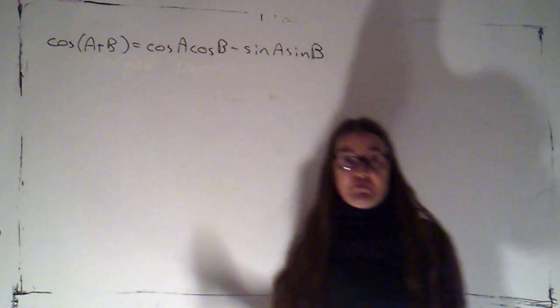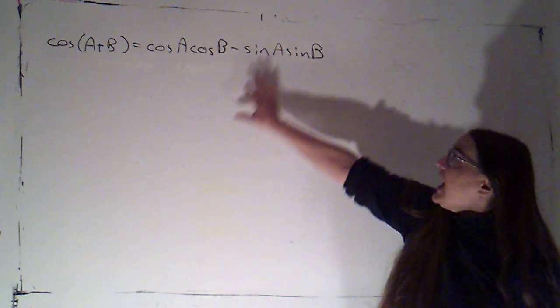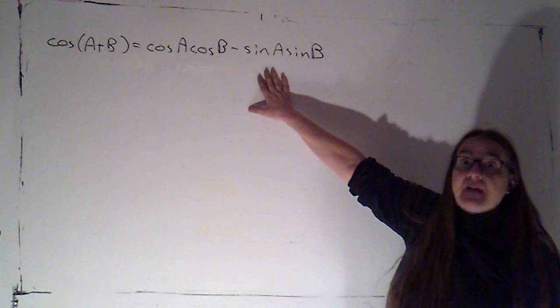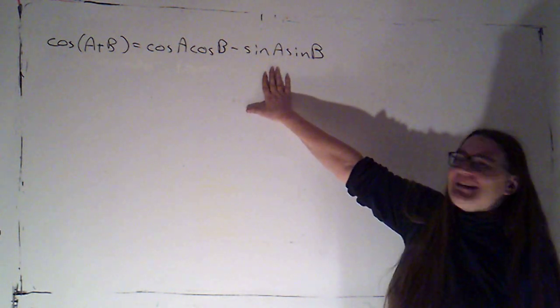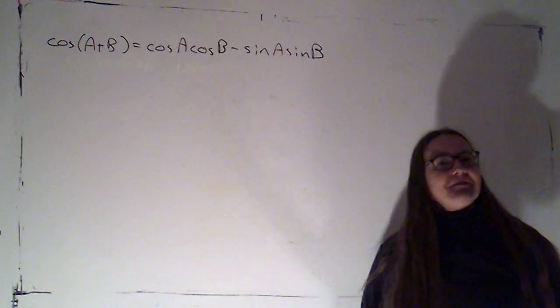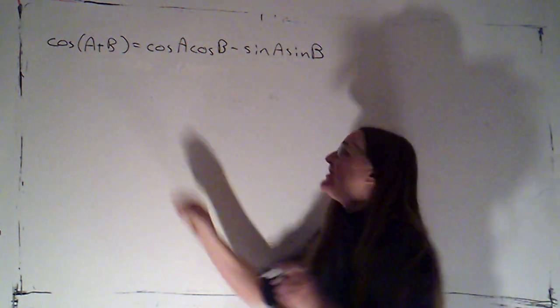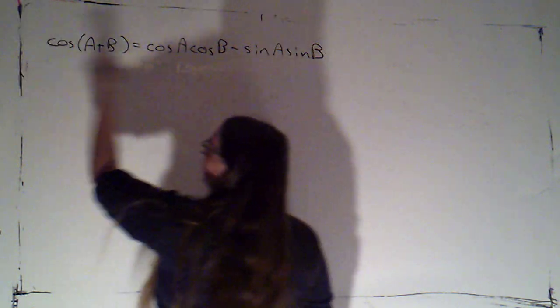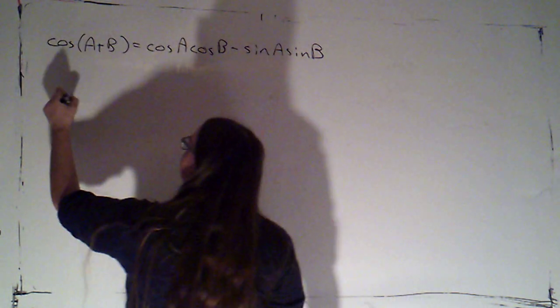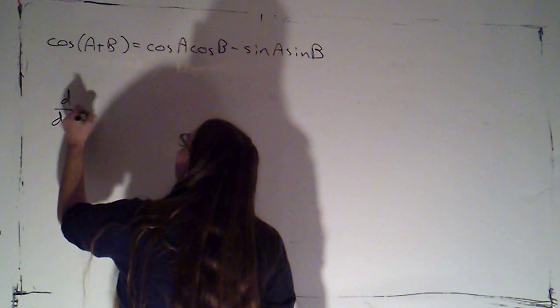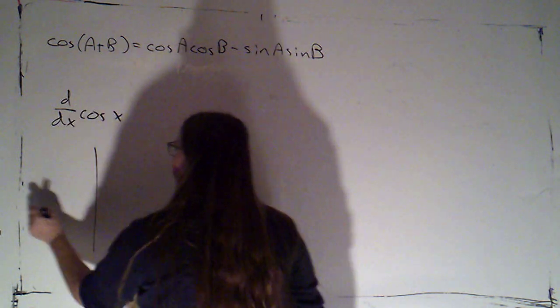We're going to take the derivative of cosine here. I've just put up on the board the sum formula for cosine because we're going to need that. We'll need it in the context of cosine of x plus h. I've given it to us in a more general form of cosine of a plus b.